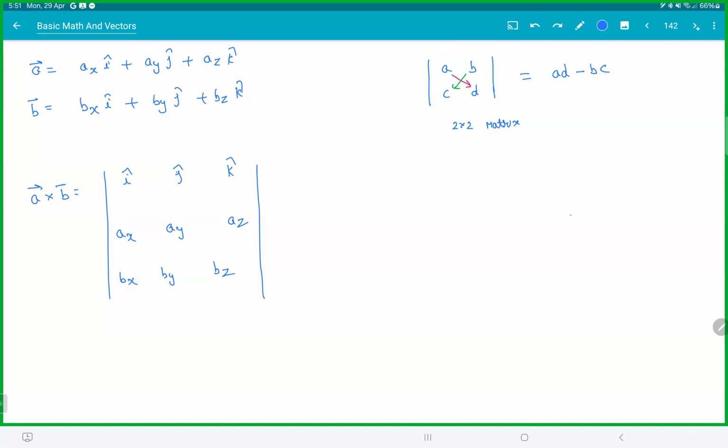Let's not get into the physical significance of this. Now, if you have a 3 into 3 determinant, this is how we play with this. So example, if you say 1, 2, 3, 4, I'll write 1 into 4 minus 2 into 3. That is 4 minus 6, which is minus 2. Clear? That was 2 into 2.